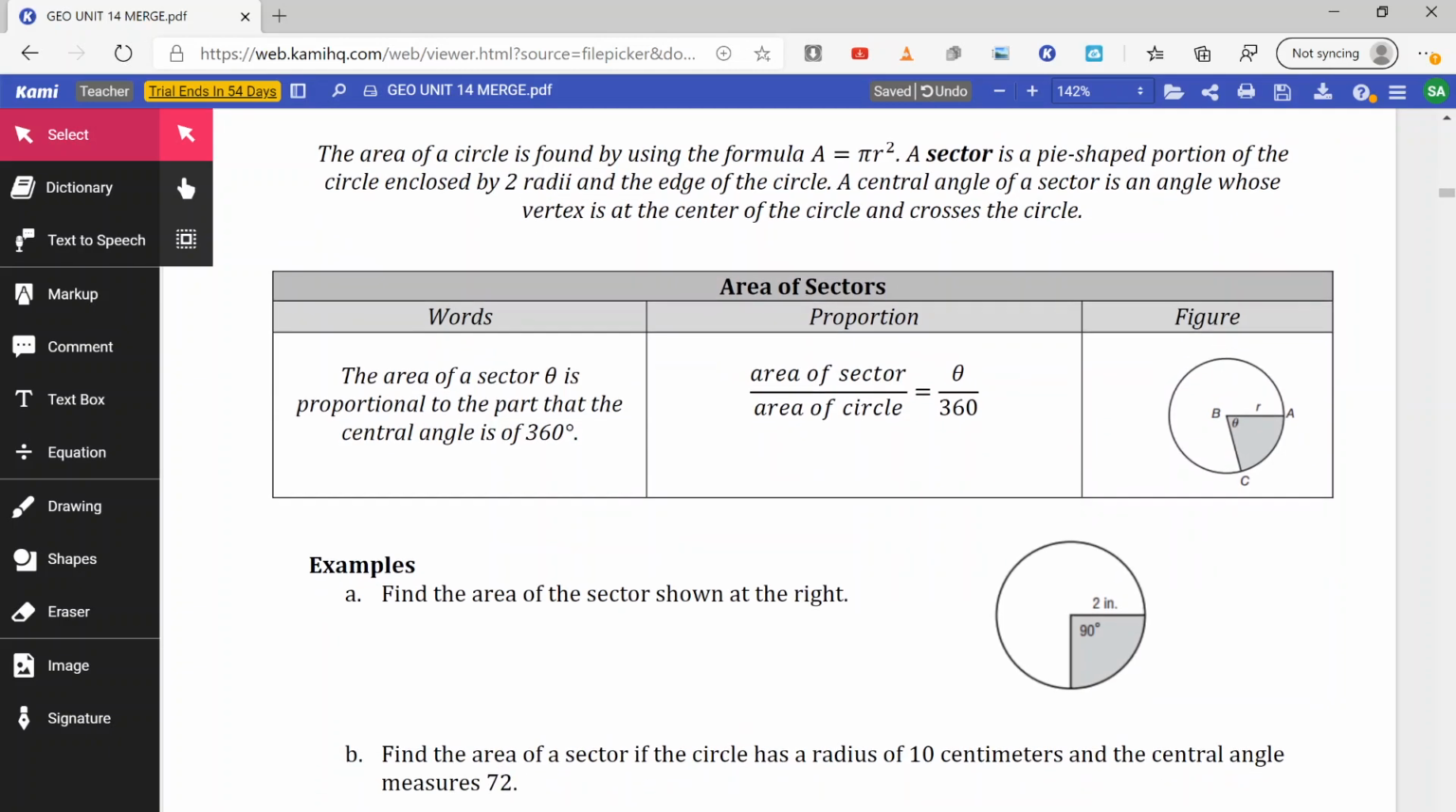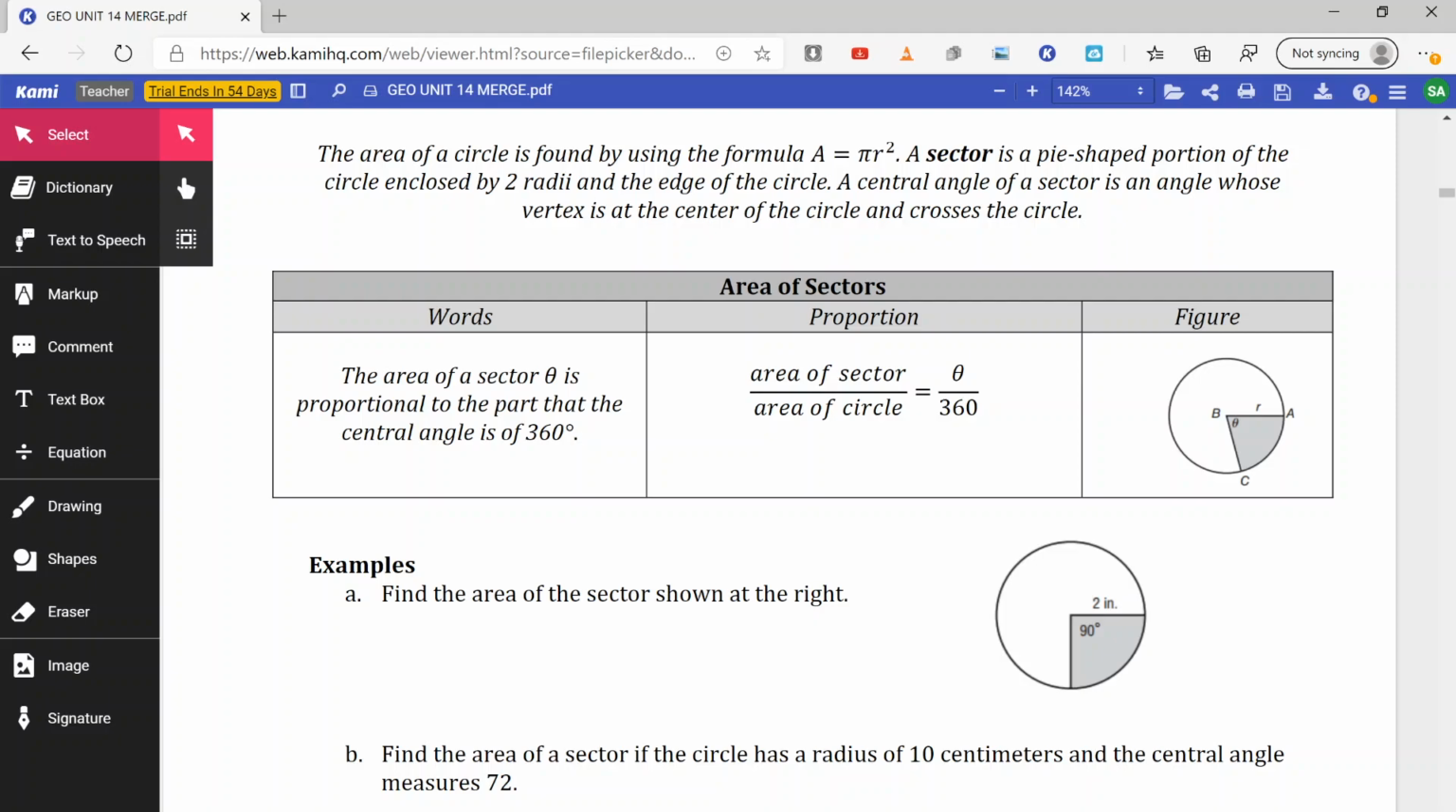Now the area of a circle is pi r squared. And a sector is just a portion of that circle enclosed by 2 radii. So before we found the length of the arc, now we're going to be finding the area of that section created by the central angle and that arc. So again, we're going to be using a proportion where the area of the sector is proportional to the part the central angle is of 360 degrees. So basically, it's the area of the sector divided by the area of the circle is equal to our central angle over 360. So that proportion is what we're going to be using.